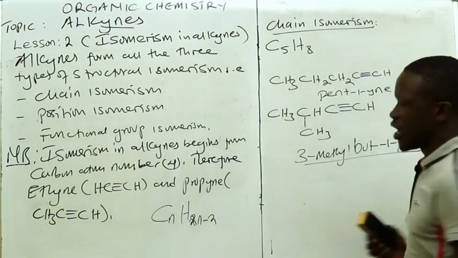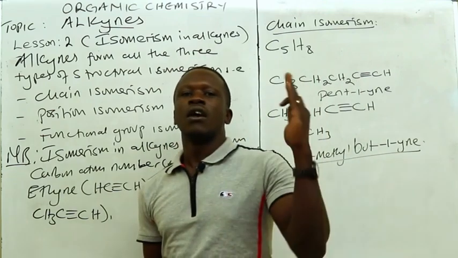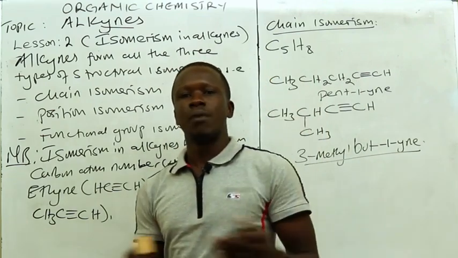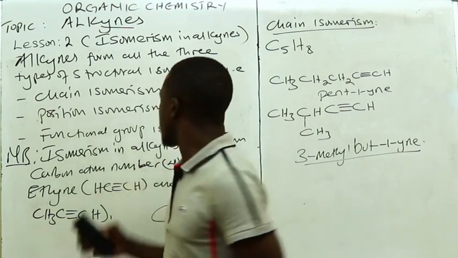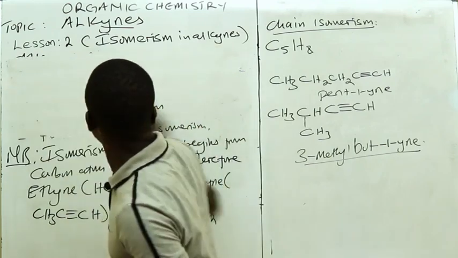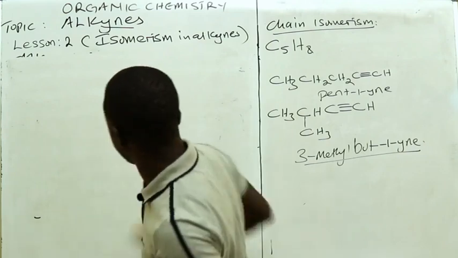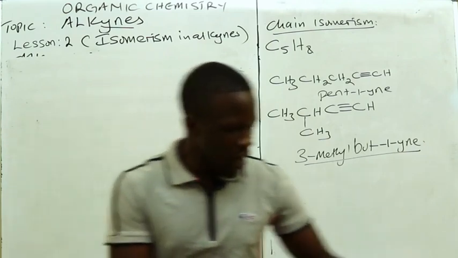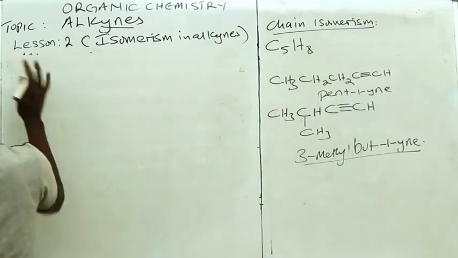So this is what we call chain isomerism. It occurs when the carbon chain or the carbon skeleton differs due to branching off. Now let's look at position isomerism.